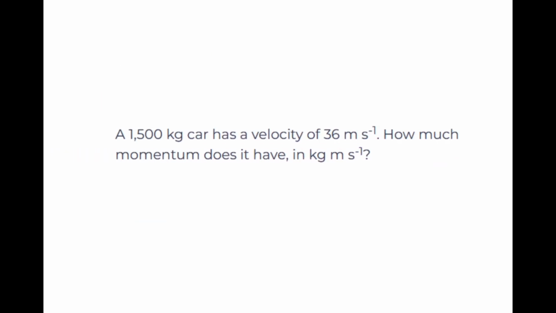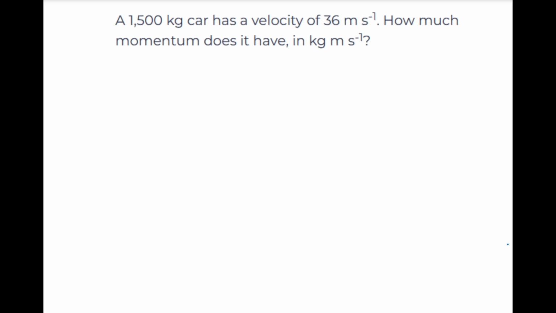For our first question, we have a 1500 kg car which has a velocity of 36 meters per second. How much momentum does it have in kilogram meters per second? The first variable we have been given is the mass, so m equals 1500 kilograms. The second variable is velocity, so v equals 36 meters per second. We want to find momentum. Momentum has the symbol lowercase p, so p equals question mark in kilogram meters per second.